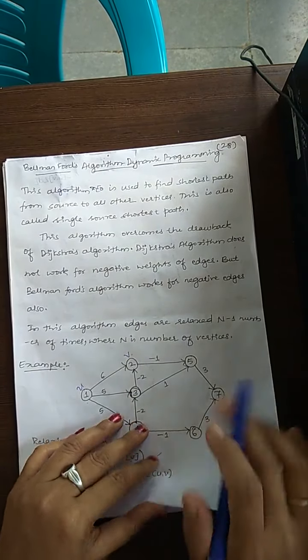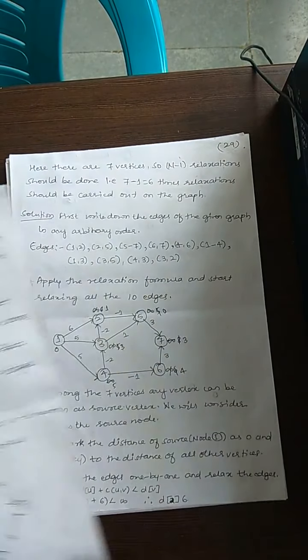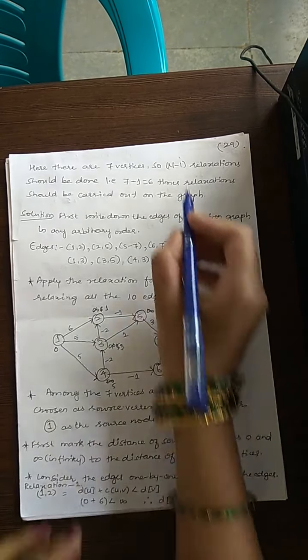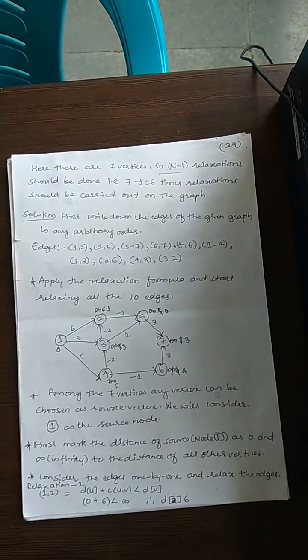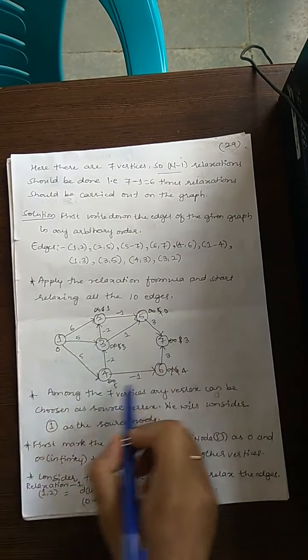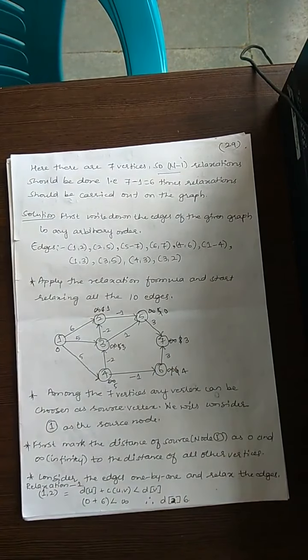Let us see this example which we have solved. How many times does the relaxation have to be done here? The relaxation will be done n minus 1 times. In our example, there are 7 vertices in this graph, so relaxations will be done n minus 1, a maximum of 6 times. So let us solve this one.